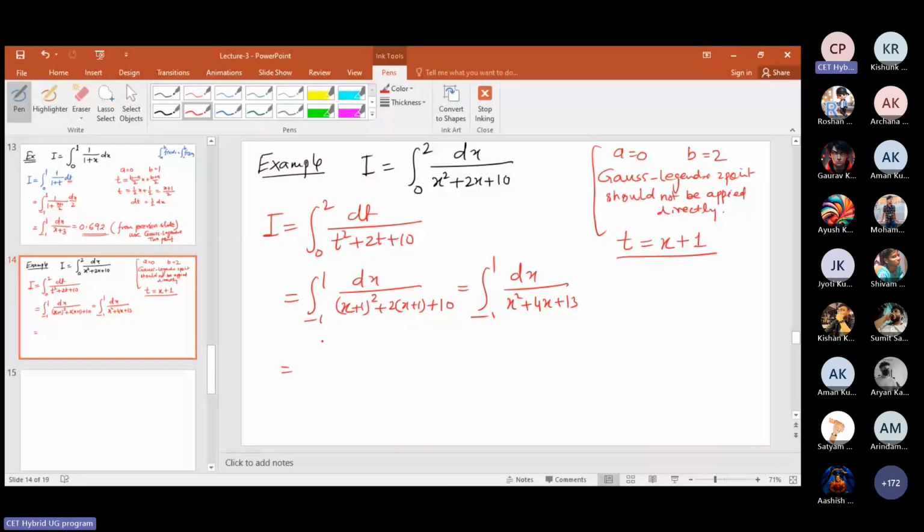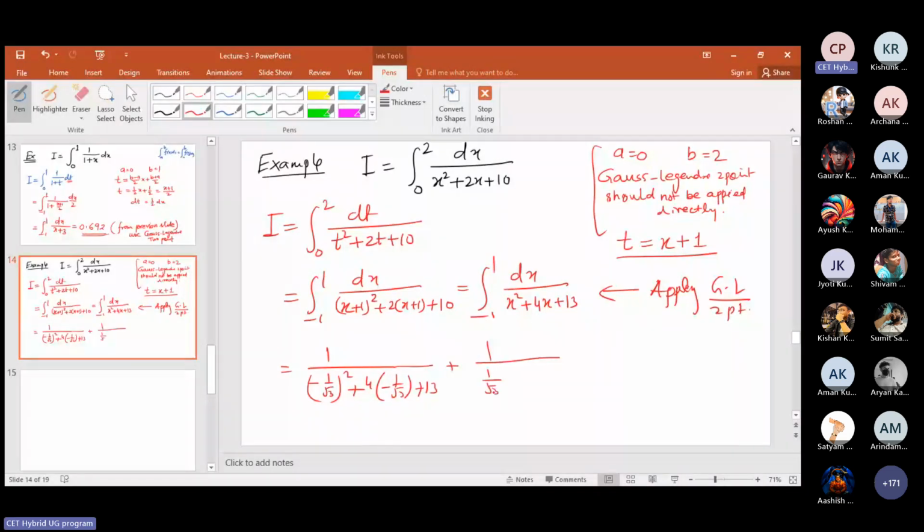f(x) dx. तो इसमें आप क्या कर सकते हो? आप अपना गॉस लेजेंड्रे 2 पॉइंट यहां पे अप्लाई कर सकते हो। तो अप्लाई गॉस लेजेंड्रे 2 पॉइंट। So this will give me 1 upon (-1 by √3) whole square plus 4 into (-1 by √3) plus 13, plus 1 by (1 by √3) whole square plus 4 into (1 by √3) plus 13. When you do that, use the calculator.